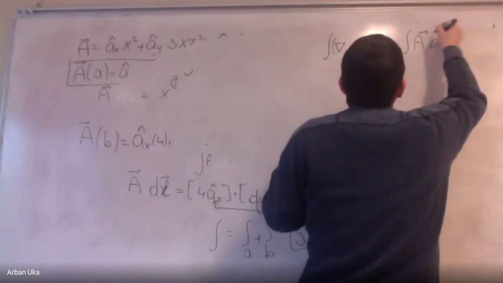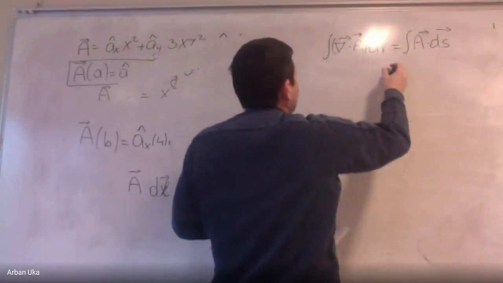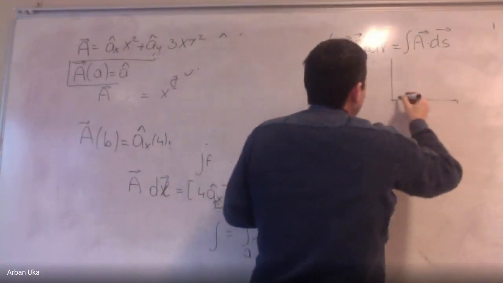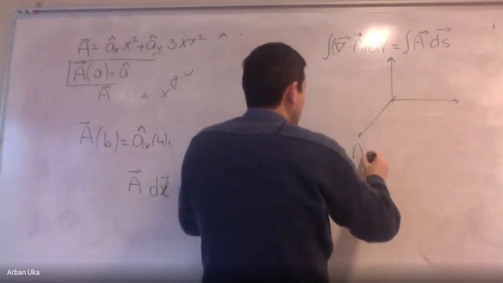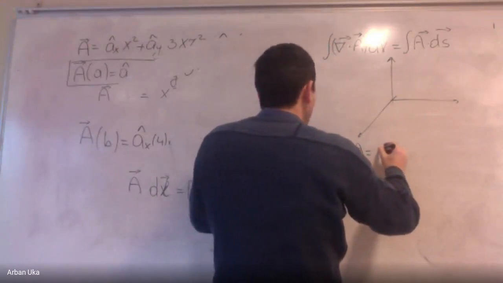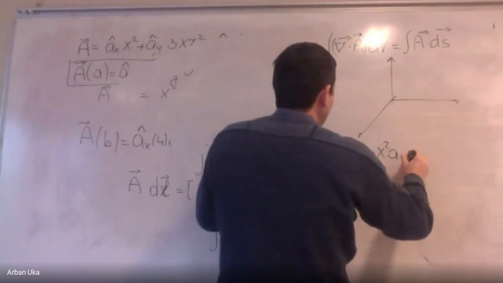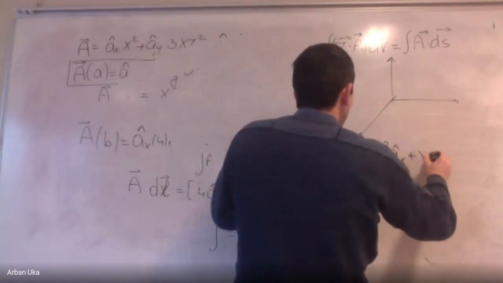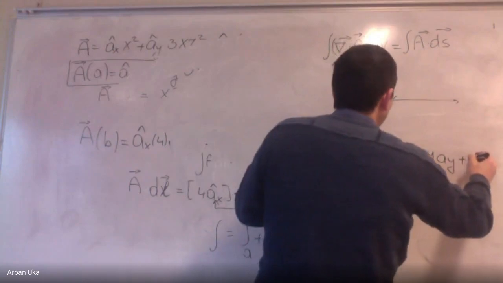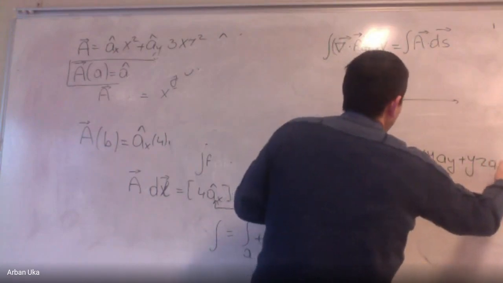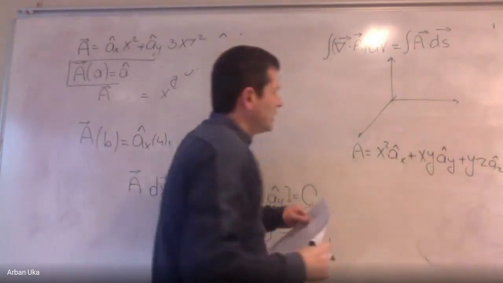Now here we have the divergence theorem, okay? And let's assume that we have a vector field which is given by, so let A be x squared ax plus xy ay plus yz az. Can you see this expression?